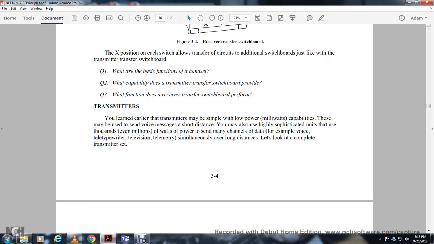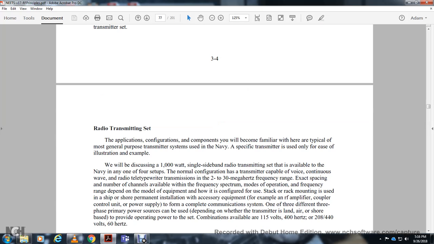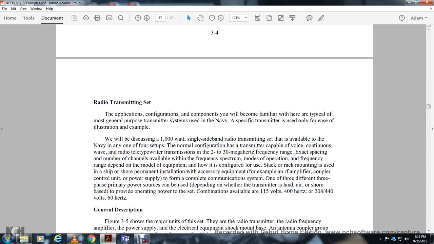Let's look at the complete transmitter set. The radio transmitting set is an application configuration component that you will become familiar with, a typical general purpose transmitter system used in the Navy. It is a specific transmitter used only for illustration. For example, we'll discuss the 1,000 watt single sideband radio transmitter that's separately available to Navy setups.